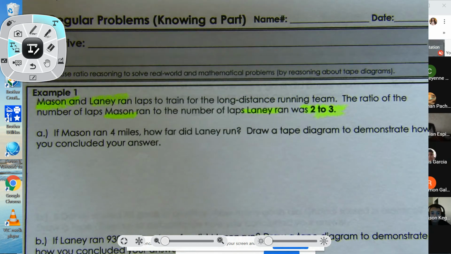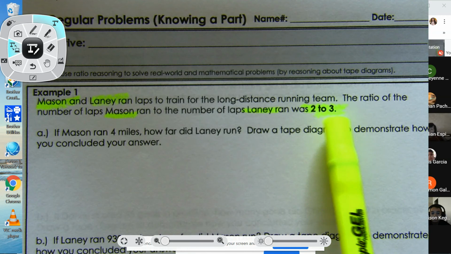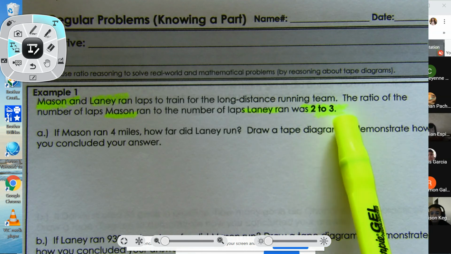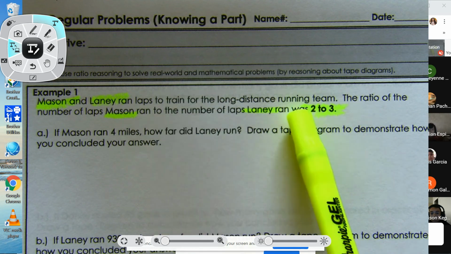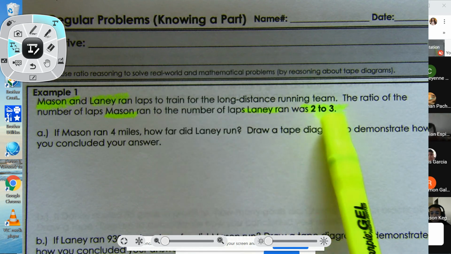So you cannot flip-flop those. You can't say it's 3 to 2 because that would be inaccurate. That would then be saying Mason ran 3 laps and then Lanny ran 2, and that is not the case for this situation. So 2 to 3.